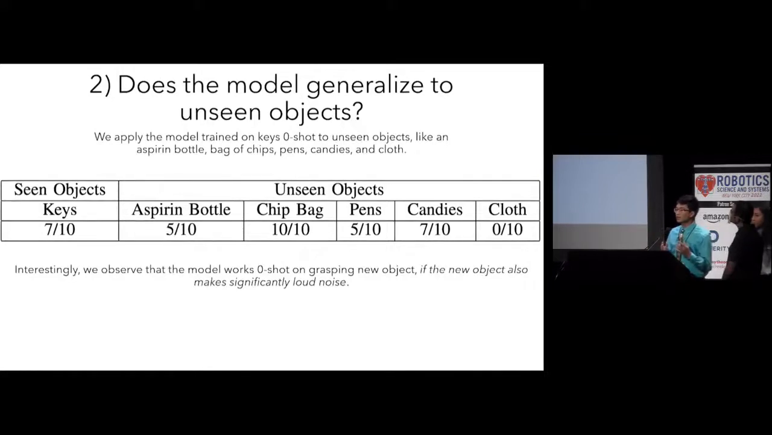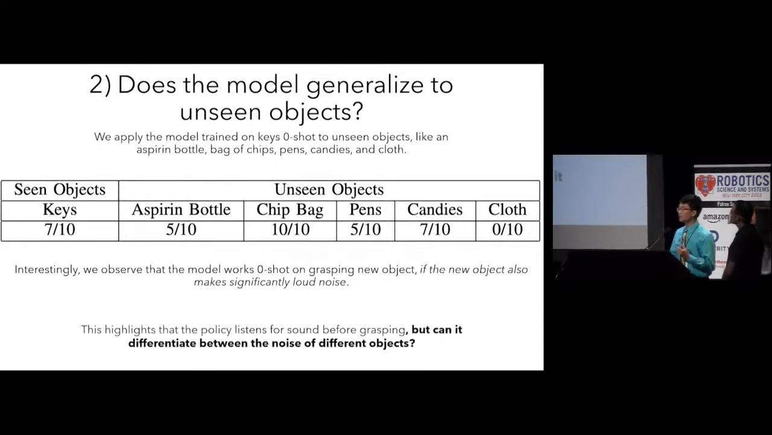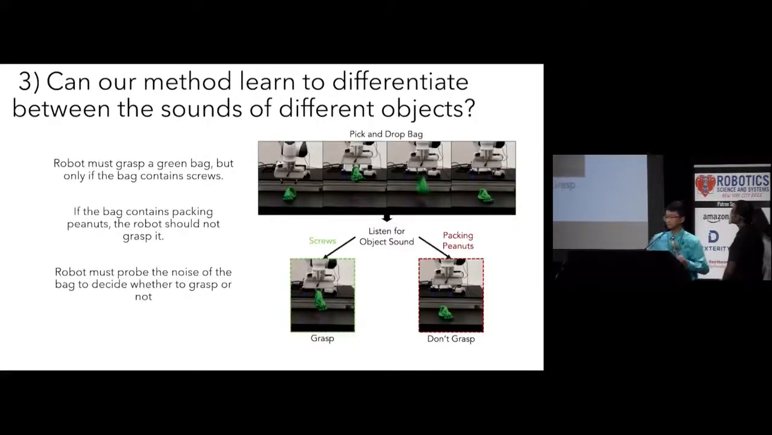Now, in our next experiment, we wanted to see if that particular model can generalize to unseen objects. And we see that it indeed does for objects that make sounds upon contact, for example, a bag of chips. But it does not work for things that are softer and do not make sound, like a cloth. And this goes to show, yet again, that sound is critical in the grasping process. But it raises a larger question, which is, can we differentiate between the noises of different objects? We test exactly that in our next experiment.